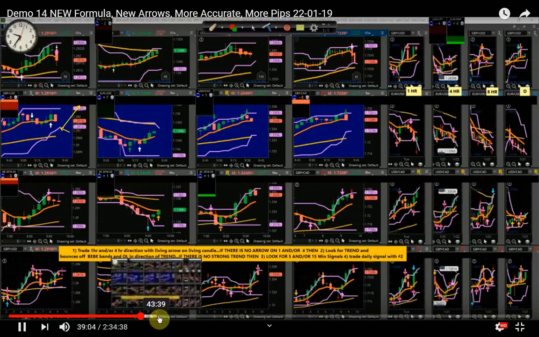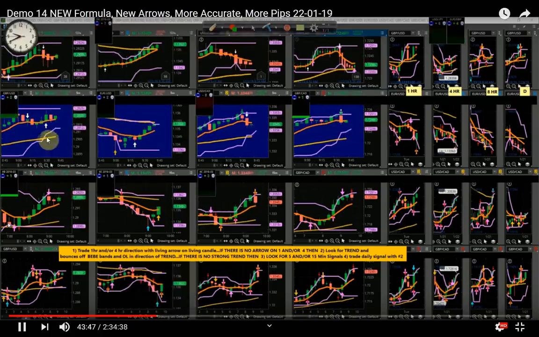Okay, let's go and have a look. Yeah, you see, look, it's just bounced off the 5-minute orange line again. So if you were still in the trade, then you're still in it. If not, you would have had a 10-pip move there. Definitely a 10-pip move up there on the GCAD.